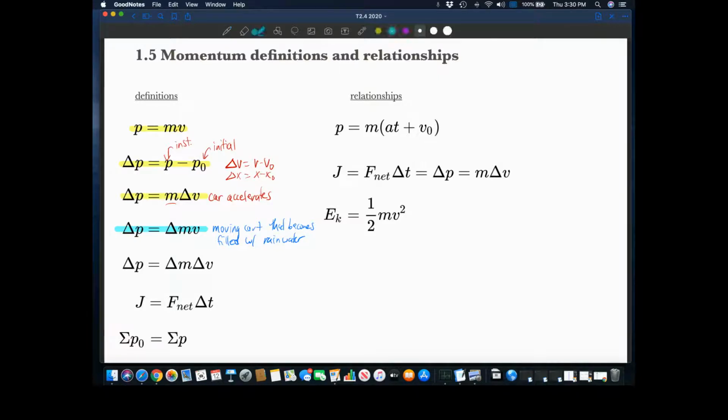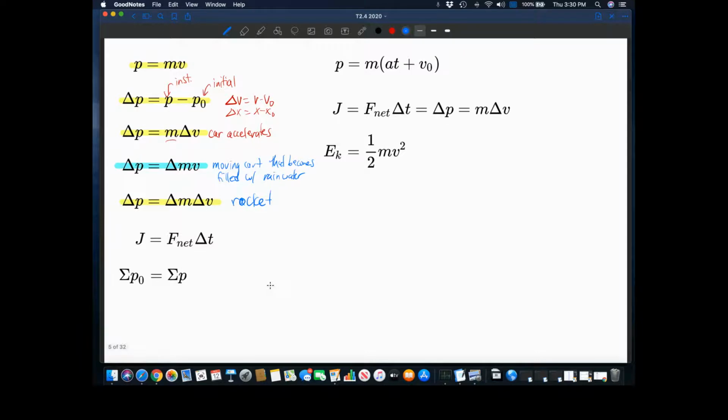We can also have a change in both the mass and the velocity. And this is the case when we have a rocket. We're going to look at each one of these cases in greater detail as we go through the course. I'm just giving you an overview of how they might be used.